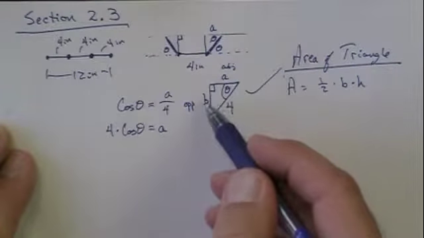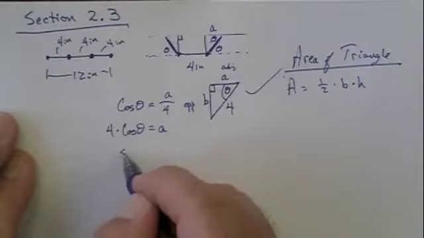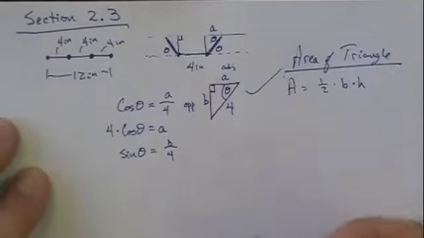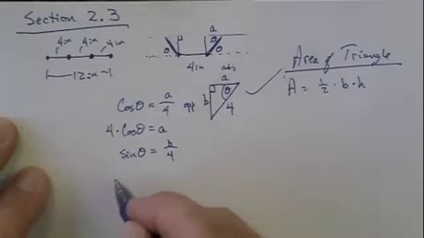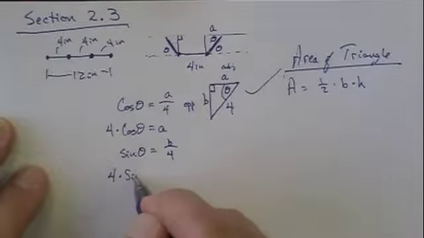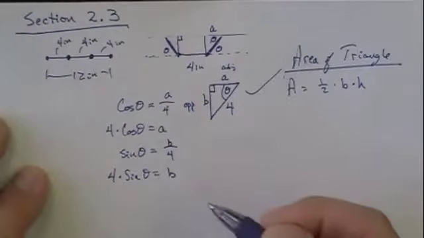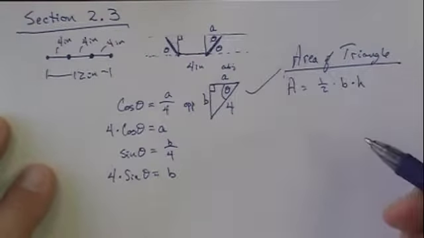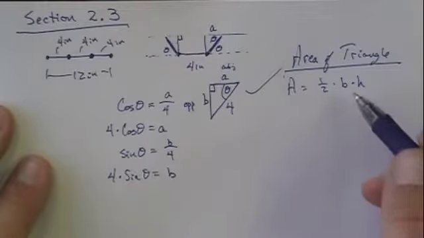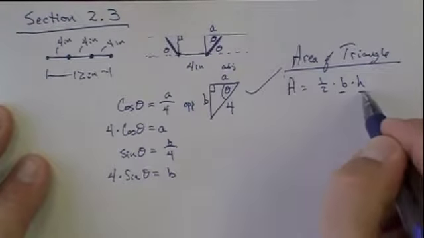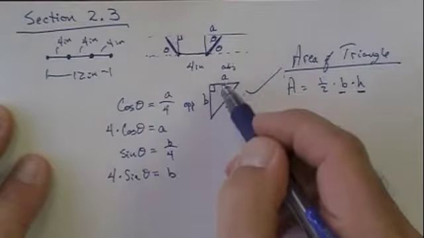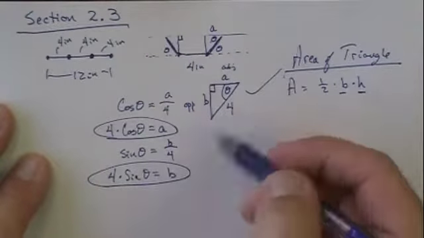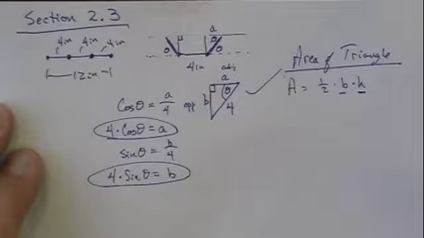Let's also look at segment B. The sine of theta is equal to B over 4. So multiply both sides by 4. We have 4 times the sine of theta is equal to B. So now let's go back to the area of our triangle. We could find the area of our triangle for our base and our height based on these values of A and B. Here's A, here's B, so it'll vary based on the angle.